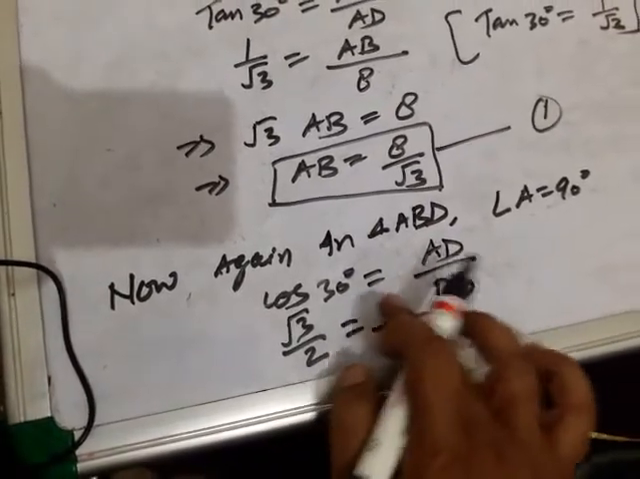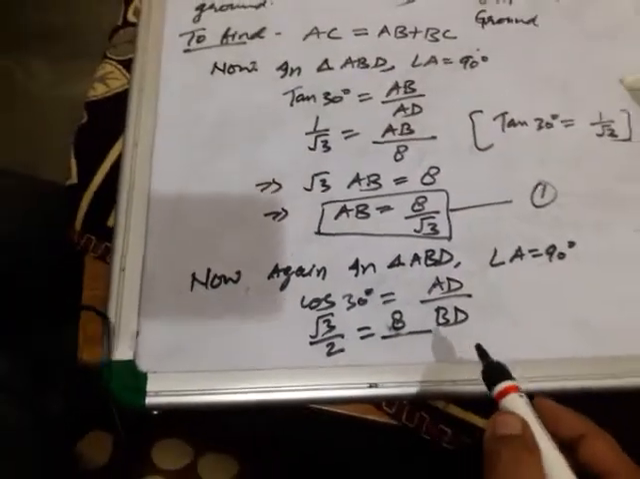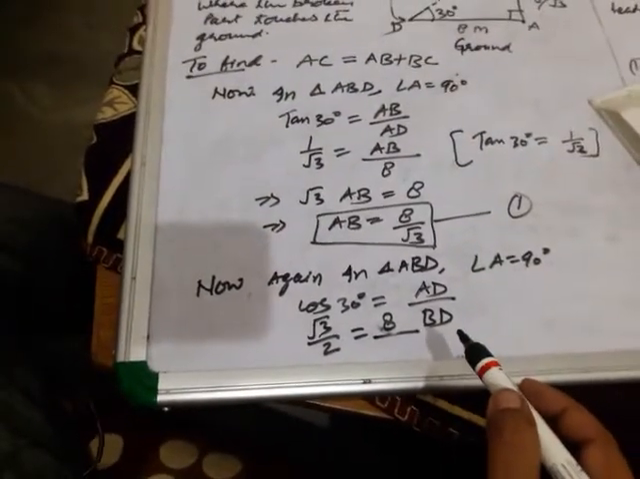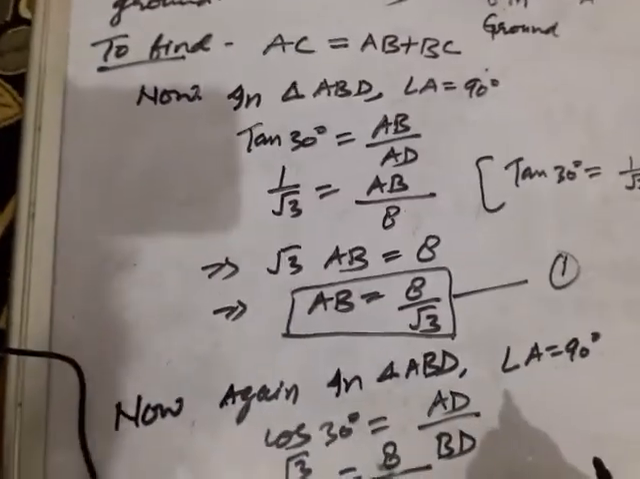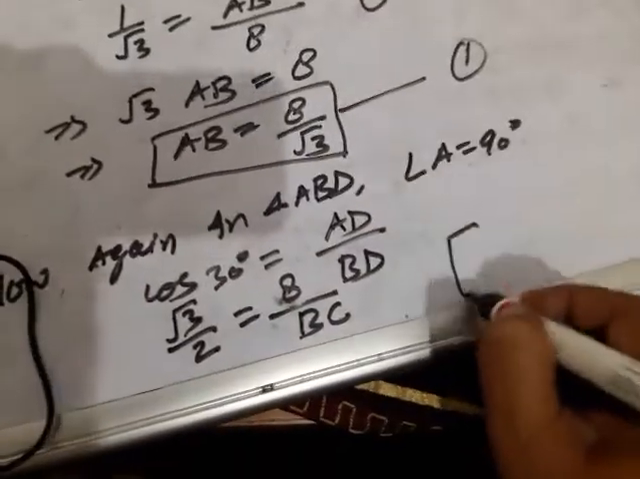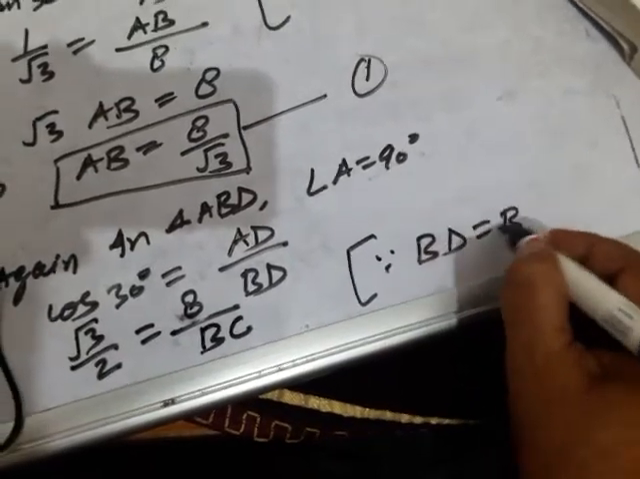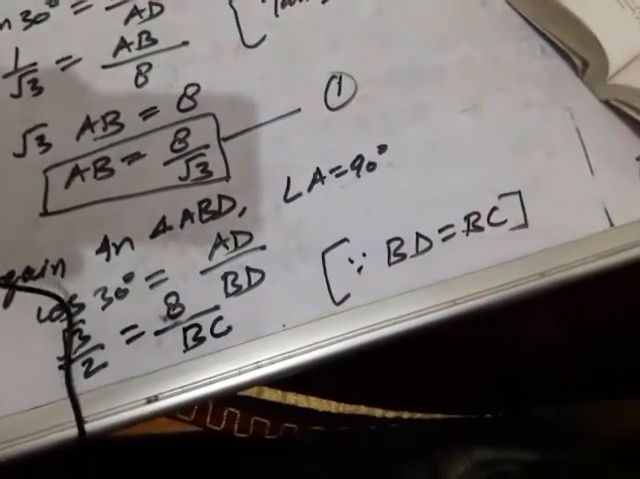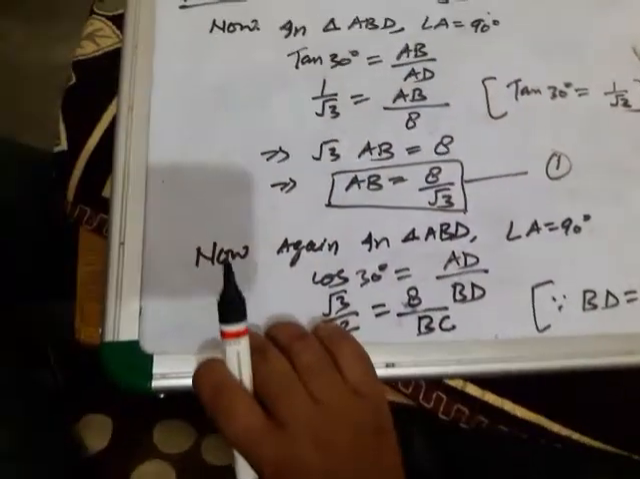AD is given in the question to be 8, and BD is what, children? BD equal to BC. In place of BD you can write BC. Why? Because BD equal to BC. Clear, children? That's why here we put root 3 by 2 equal to 8 upon BC.